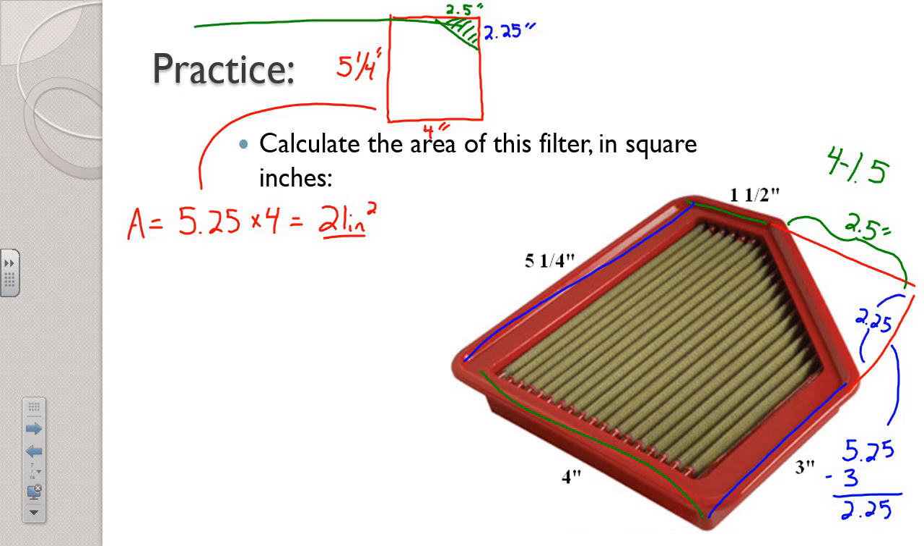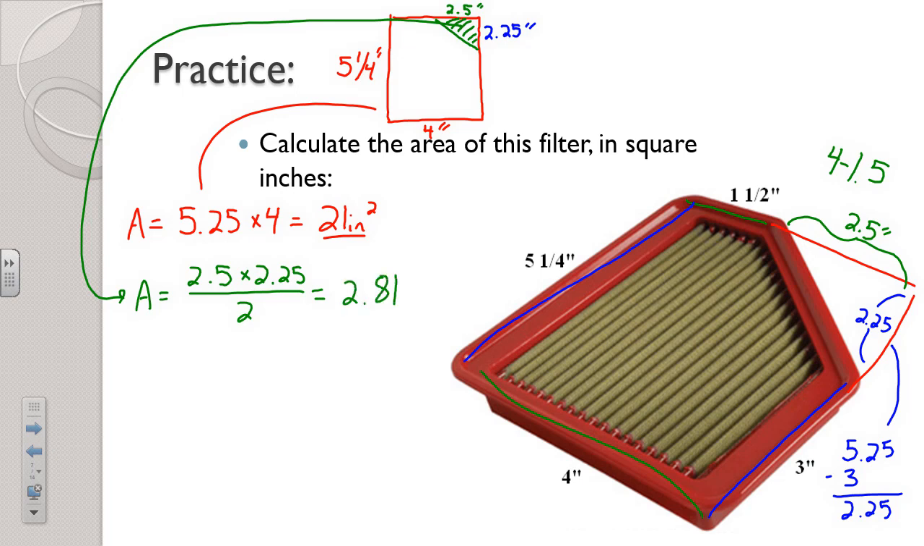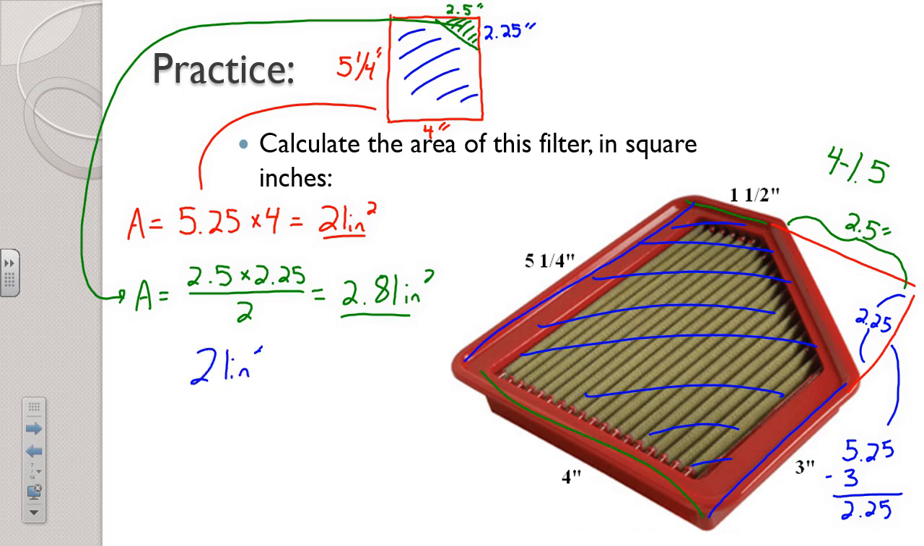And therefore, the area of that part that's missing is 2.5 inches by 2.25 inches divided by 2, since it's a triangle, which is equal to 2.8125, but we'll call it 2.81, that's close enough, square inches. And that's the part that's missing. So, to find the area of our filter, we'll subtract 21 square inches minus the 2.81 square inches that are missing, and that leaves you with 18.19 square inches for the area of the filter.